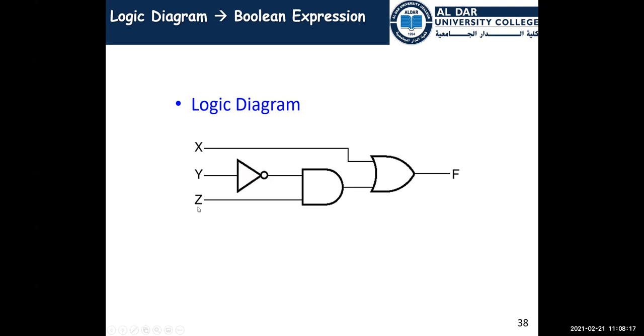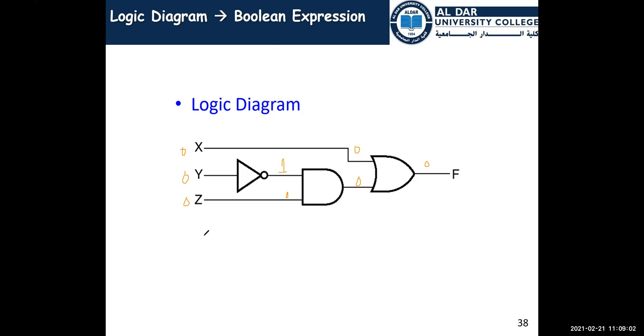We have here X, Y and Z. If we have 0, 0, 0, what will be the value of F? It goes 0. Just a minute. Zero. Muhammad Jum'a, indeed the output is zero, because here we have zero, zero, zero. This is going to be one, but this is zero, and together one and zero is zero. And here we have zero, zero or zero is zero.